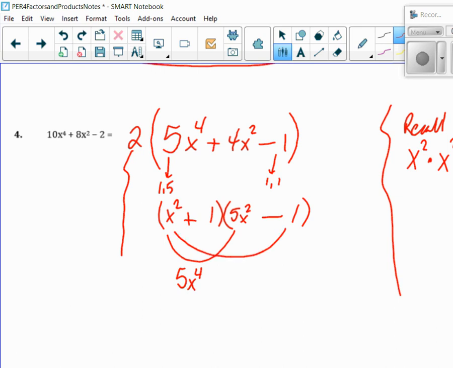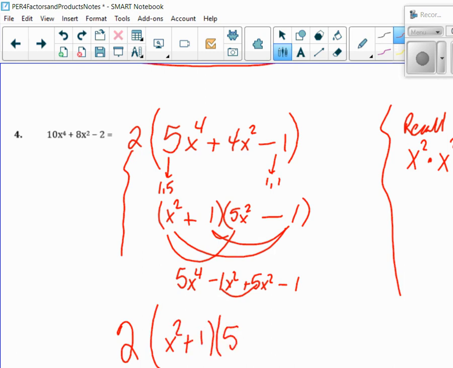Outer gives me minus 1x squared. Inner gives me plus 5x squared. And last gives me minus 1. And then those would combine to be the 4x squared. So what's my final answer? 2 bracket x squared plus 1, 5x squared minus 1.